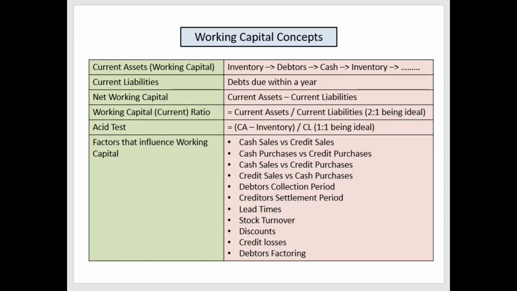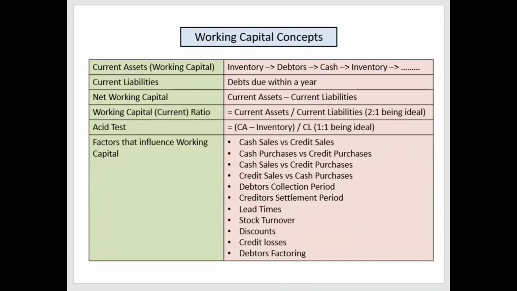Our current liabilities are simply debts that are due within the year. If the debt is not due within the year, then it's a long-term liability and it's not current. Our net working capital will then be our current assets minus our current liabilities, and that will show how liquid the company is and how quickly we can pay our debts.